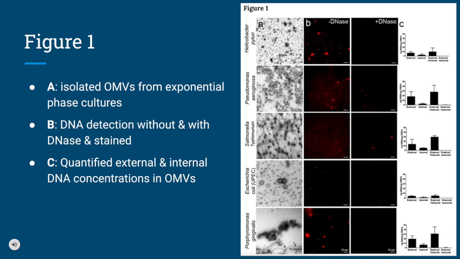just be the internal. Then finally, the very last column of this figure, which is C, is just the quantification of the internal and external OMV associated DNA, which is shown in bar graphs. And this is basically just used to sum up the results that we can see in the images and divide up the exact concentrations of where the OMV associated DNA is located within the OMVs themselves.